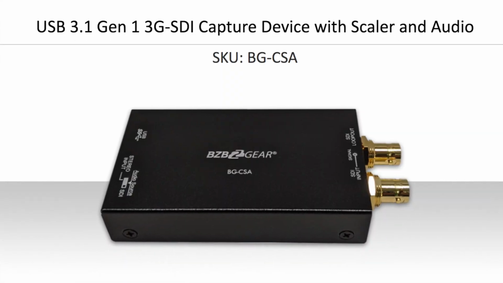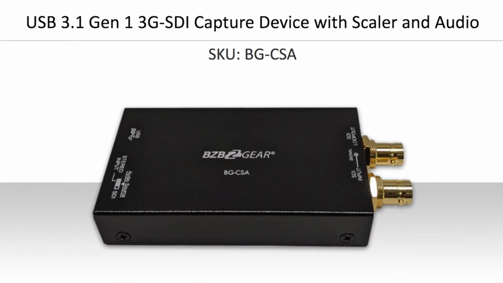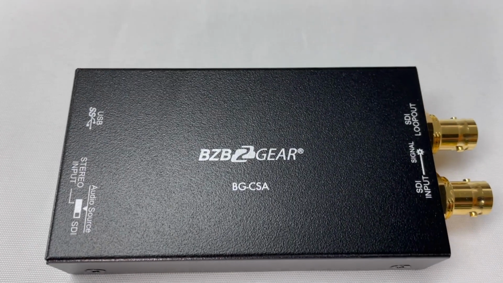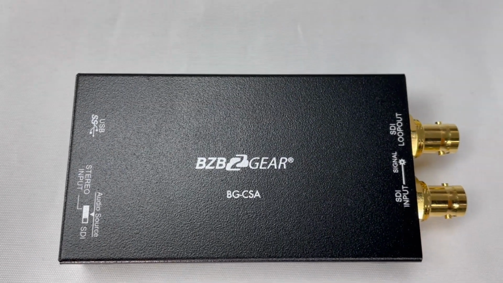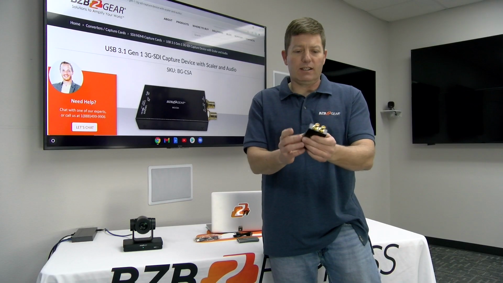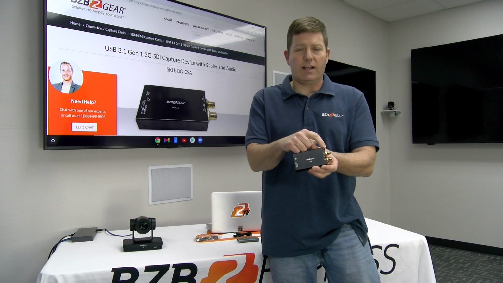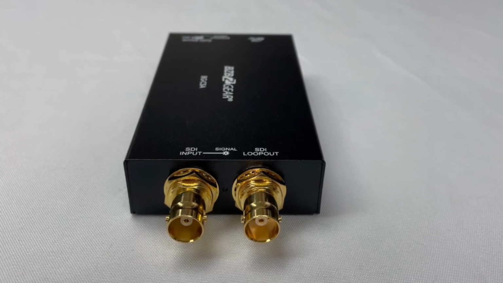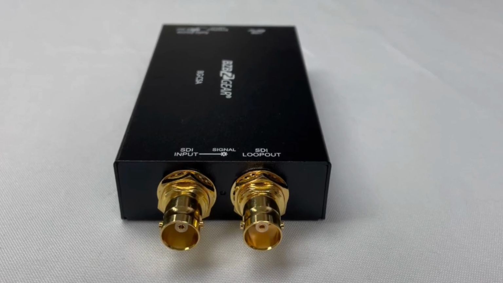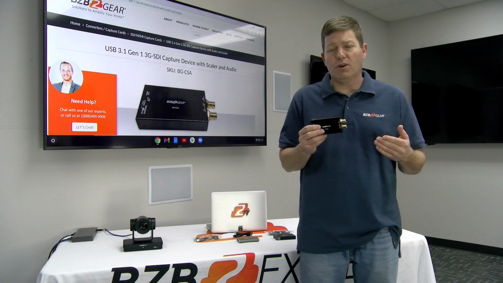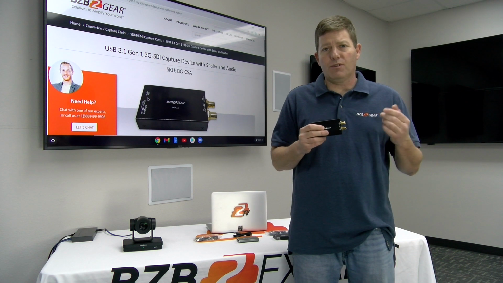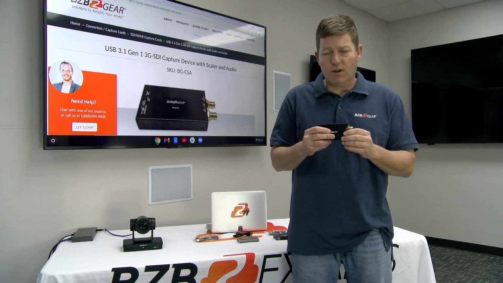It's got a USB 3.1 Gen 1 connection as well as a 3G SDI connection. It's a scaler with audio connection port 3.5 millimeter. So you can see it's pretty sleek, compact. You'll see there's two SDI connections here. One is the actual input, while the other one is actually a loop out. So if you had, say, a monitor that had an SDI input, you could loop out to that. Or if you had, say, another capture device, SDI, you could loop out to that, going to a different computer.